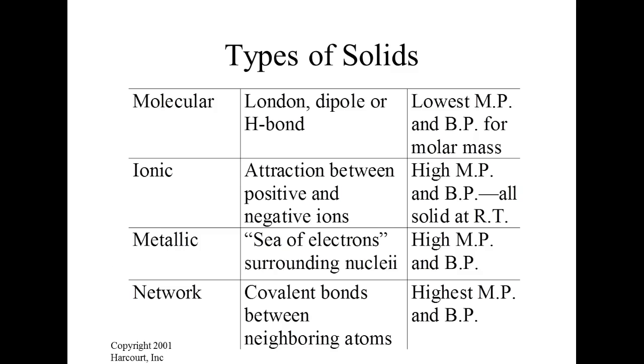These are types of solids. We have different types of solids. So some are molecular, for example, and they don't have a lot of intermolecular forces, so they have low melting points and boiling points. So those are molecules. Ionic ones are like sodium chloride, and they really have high melting points and boiling points. It's hard to break them apart.